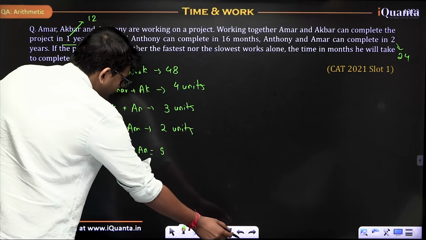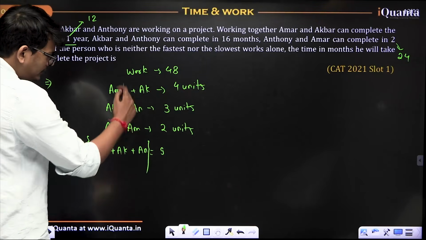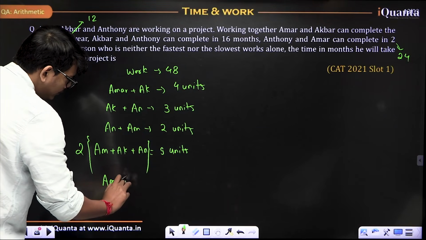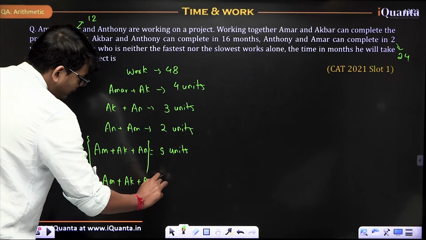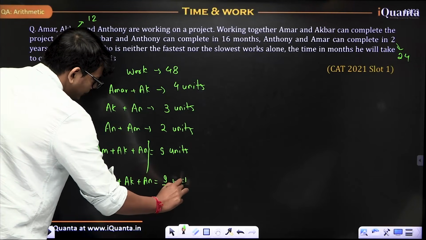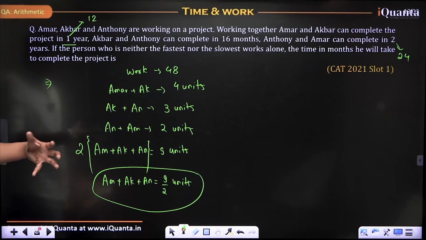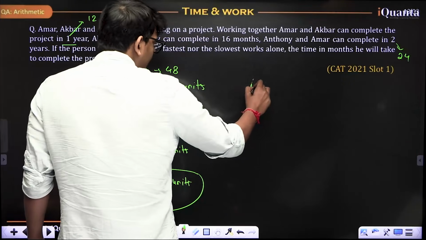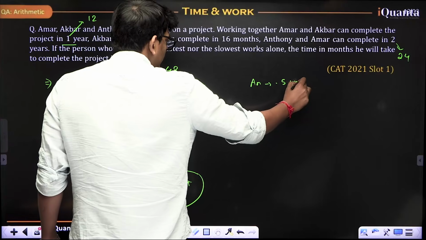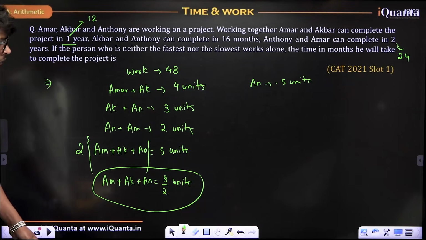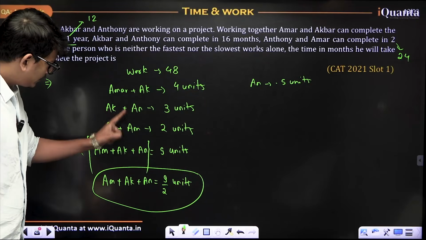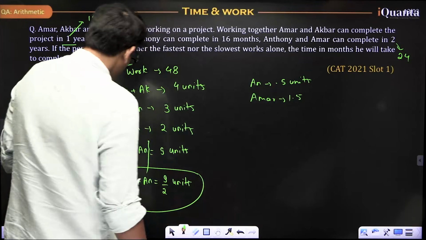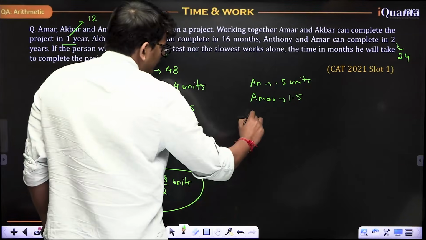Let me explain fully. This is twice. Okay? If you add these 3, you will get twice 9 units. So you can say Amar plus Akbar plus Anthony is equal to 9/2 units, right? Now we can find out the individual efficiencies also. If I put this value here, I will get Anthony as 0.5 units, because this is, guys, 4.5. If I put this here, I will get Amar as 1.5. And if I put this here, I will get Akbar as 2.5.